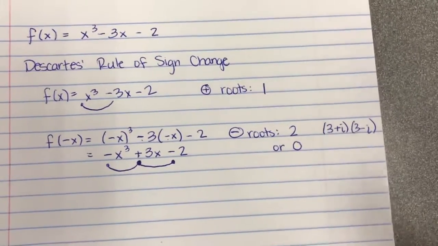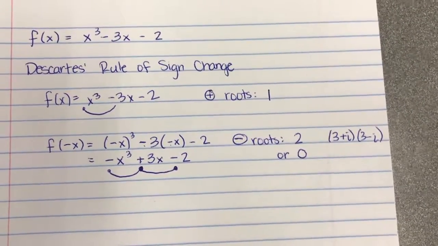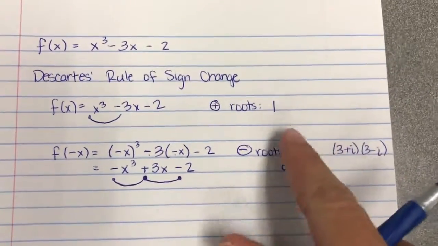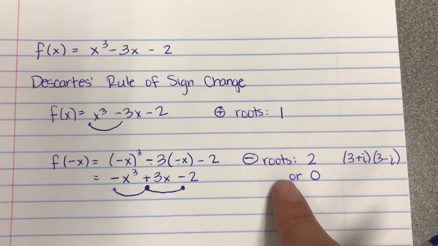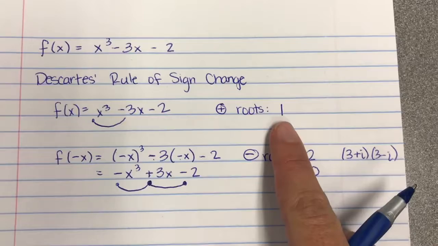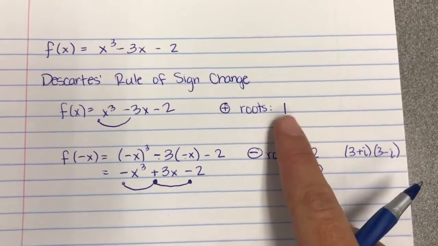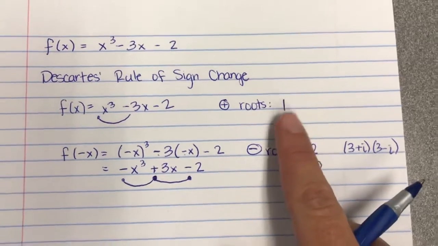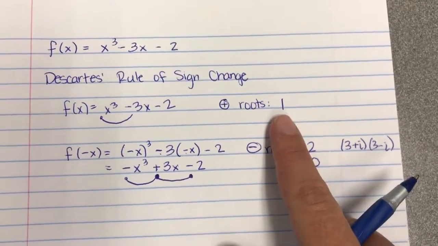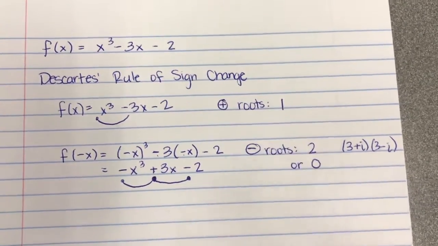So why do all this work with Descartes' rule of sign change? Descartes' rule of sign change is going to help eliminate some of the work that might come up. If I find one positive root right off the bat, I don't have to keep checking my positive roots because I already found the only possible positive root available. So keep that in mind as we work through the next step.